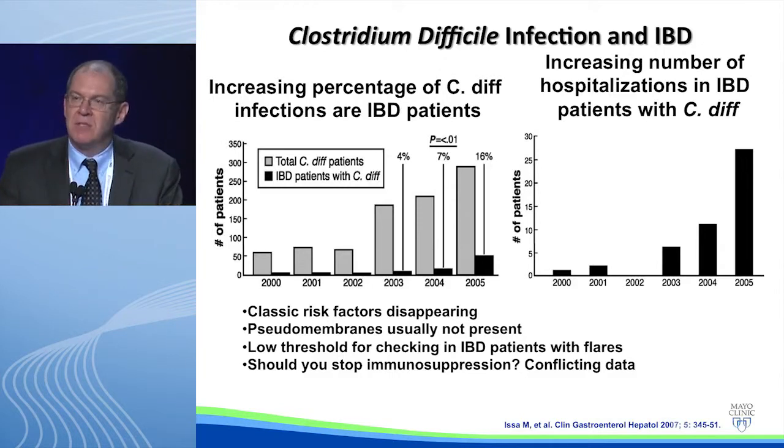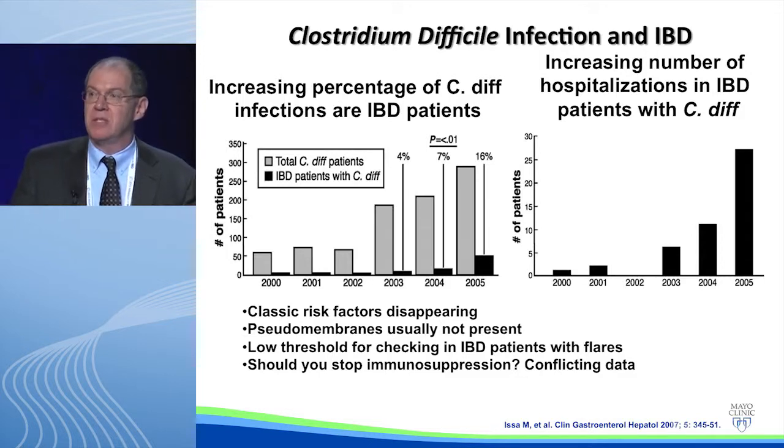Now, Clostridium difficile is controversial. We know that this is a particularly increased risk in patients with IBD. This results in flares and hospitalizations. It makes their hospitalizations lengthier. Often these patients have a higher risk of surgery. There's controversy in the literature about whether or not immunosuppression needs to be withheld in these patients.